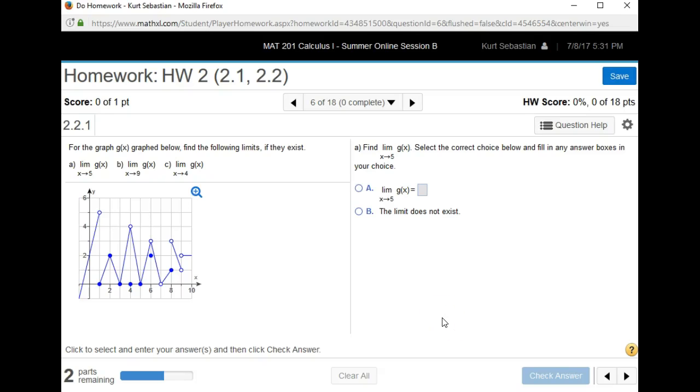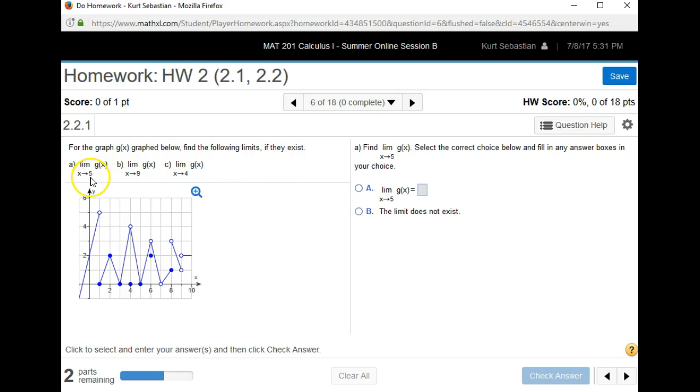This is homework 2 for Calculus 1, question number 6. I had a question from one of you guys, and I just wanted to walk you through this in case this was still confusing. So it says here in this problem, for the graph g of x, graphed below, find the following limits if they exist.